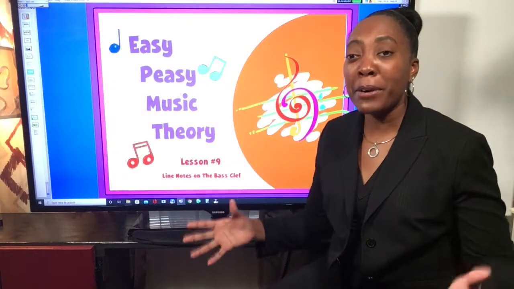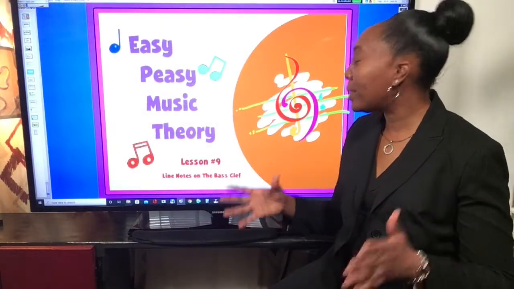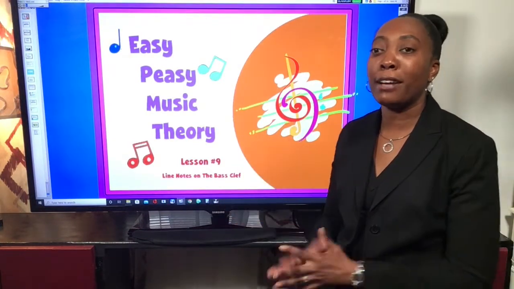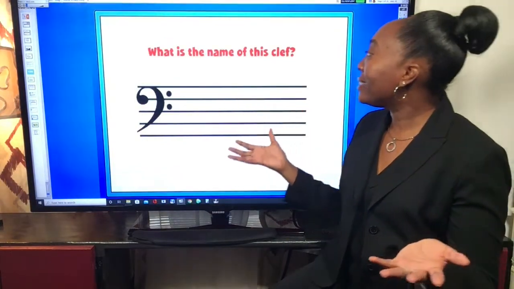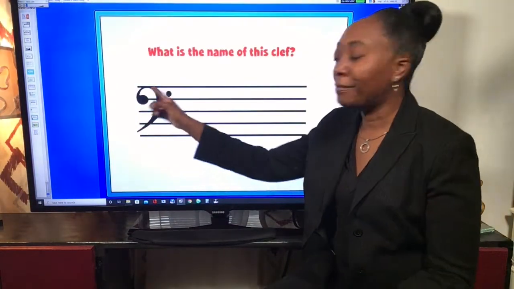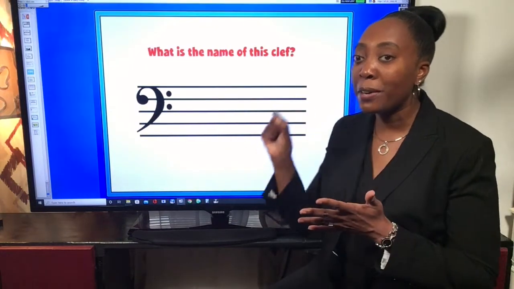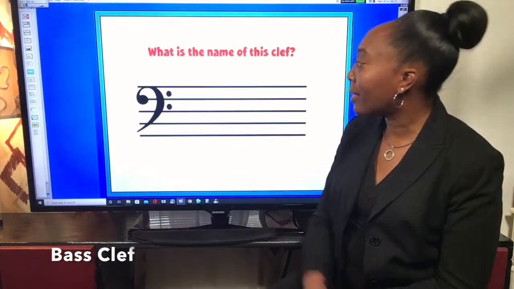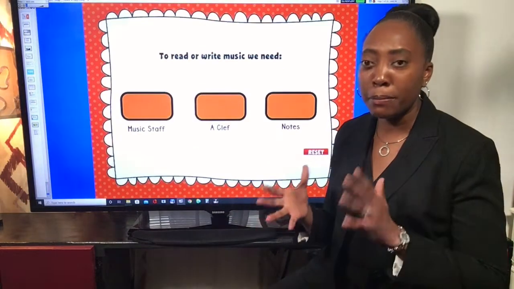All right, welcome to lesson 9, line notes on the bass clef. So let's get to it. Well, what is the name of this clef? You should remember we just practiced drawing this clef. That's right, it is the bass clef. Good job.